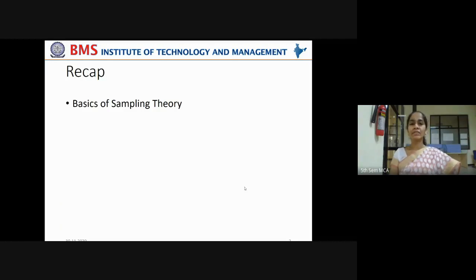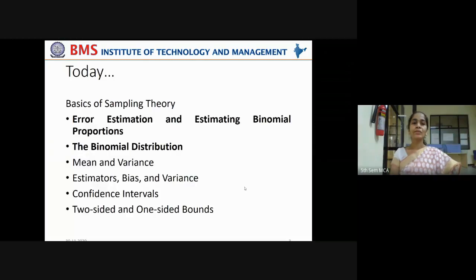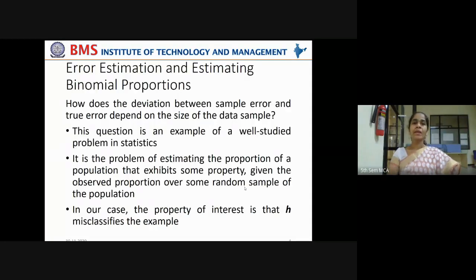They provide us the basic idea about the terminologies used in this statistical or sampling theory. In today's class, we are going to cover error estimation and estimating binomial proportions and the binomial distribution. How they can be used in sampling theory, we are going to relate. Now, what is error estimation and estimating binomial proportions? How does the deviation between sample error and true error depend on the size of the data sample?